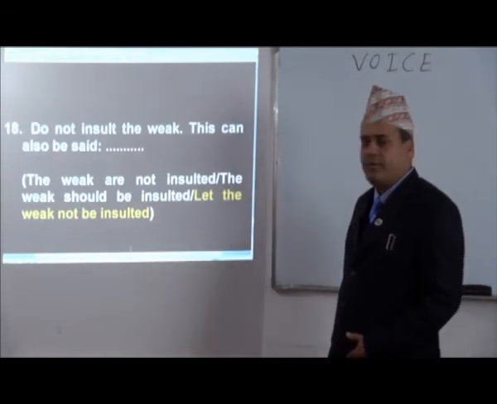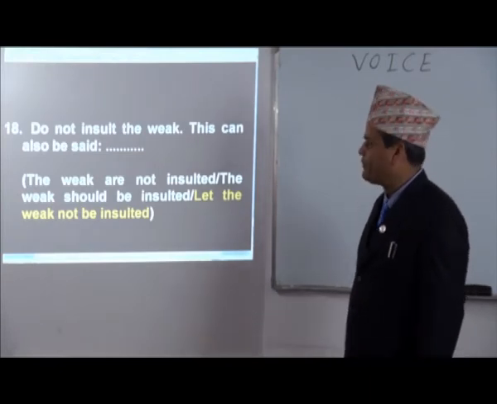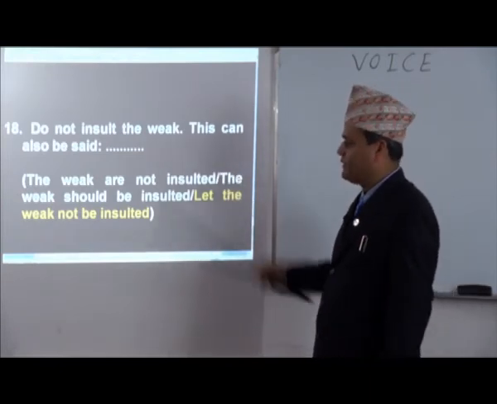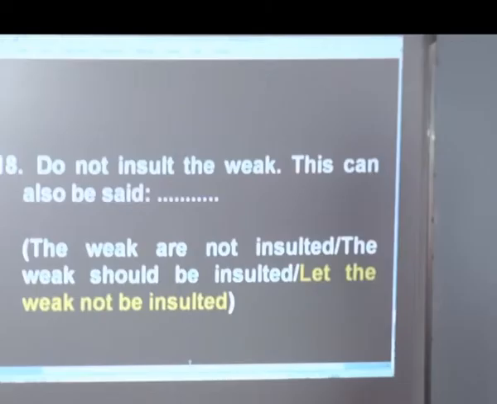So, now we are coming to the last sentence here, that is number 18. "Do not insult the weak." This is an imperative sentence, isn't it? "Let the weak not be insulted." That means we should not insult the weak.